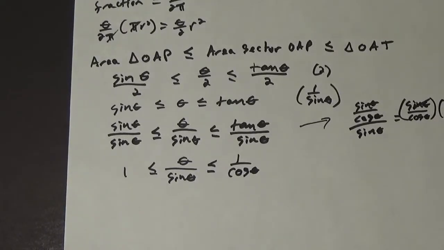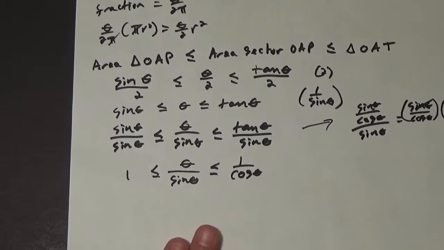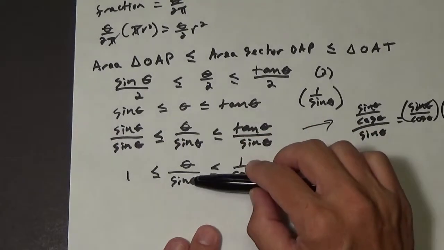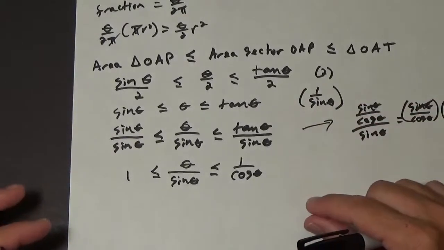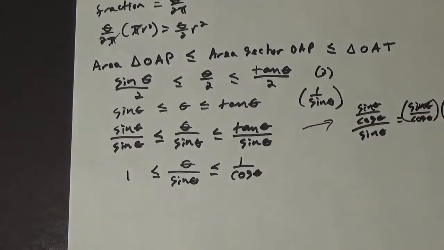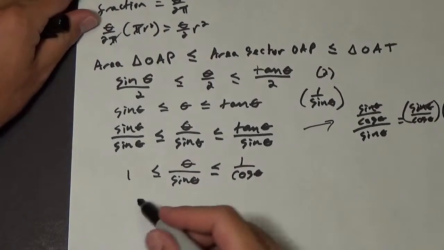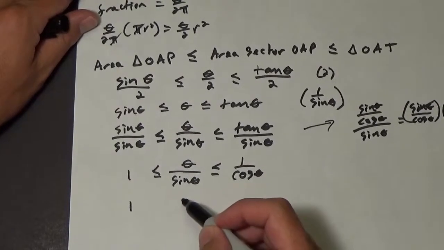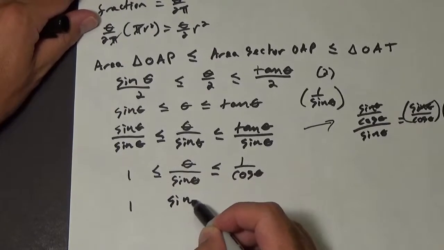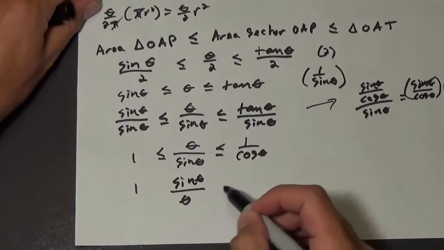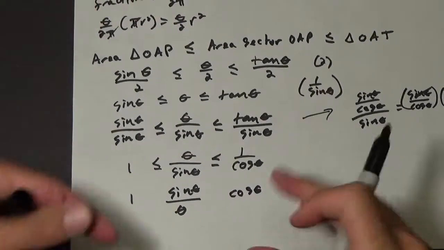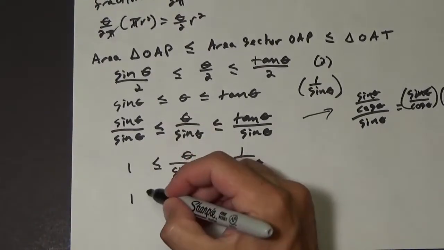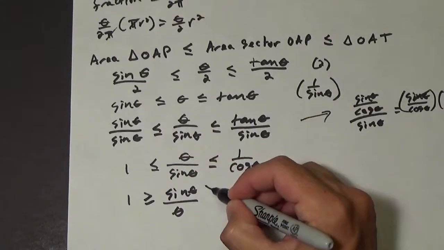Alright, and as I just said, this theta over sine of theta looks very close to the sine of theta over theta we want, it's just upside down. So now we have to take the reciprocal of every side. And so when you take the reciprocal of everything, well, 1 over 1 is just 1. This becomes the sine of theta over theta, and this becomes the cosine. And then we have that property that if you take the reciprocal with inequalities, you got to switch the direction of the inequalities.